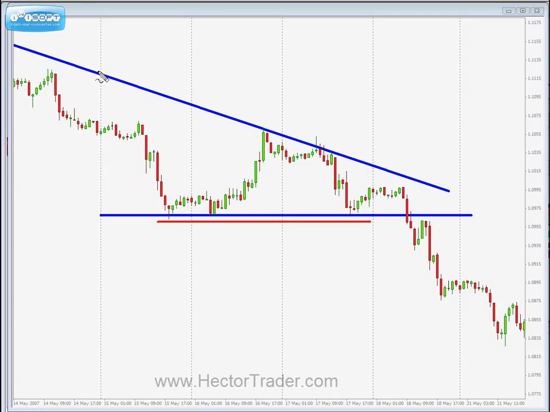You simply spot how price makes lower lows. You get the breakout, and once the pullback is finished, you simply place your sell stop order a couple of pips below the breakout thrust, and you're good to go. You've got nothing else to do.